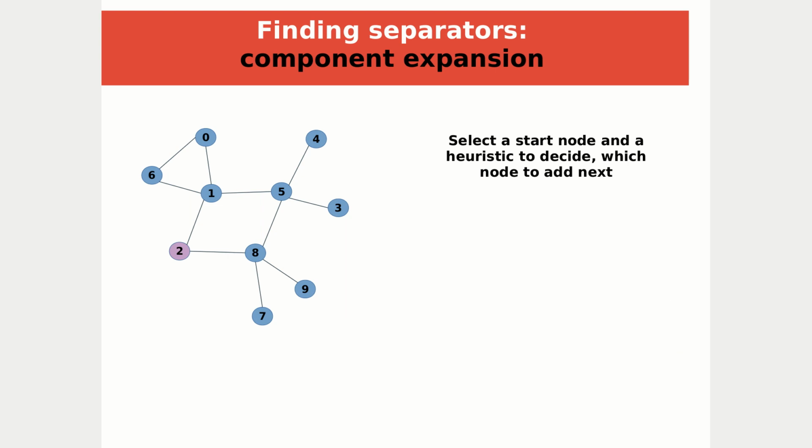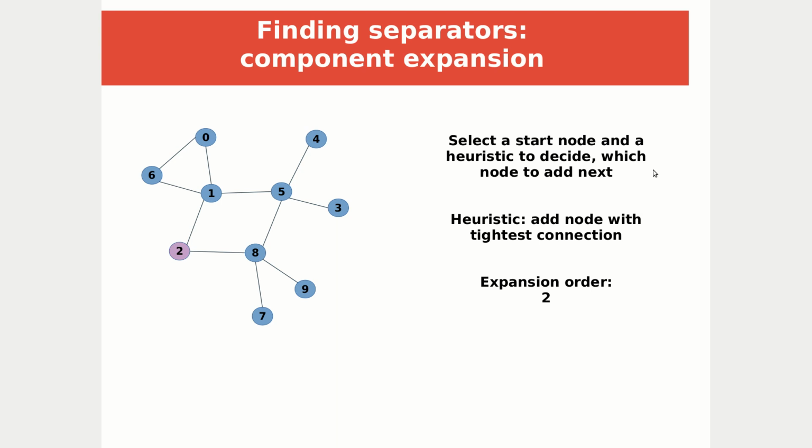Another method for finding separators is the component expansion method. Here we consider some initial set of nodes. Here again it is a single node. Then we use some heuristic to expand the set, that is, add a node from its neighborhood to the set. In the example we will use selecting the node with the tightest connection, that's a node that has the largest number of edges incident to the set, to the pink set here.